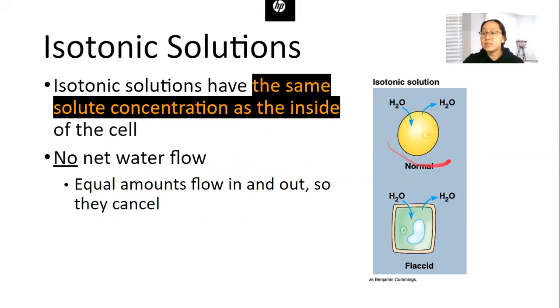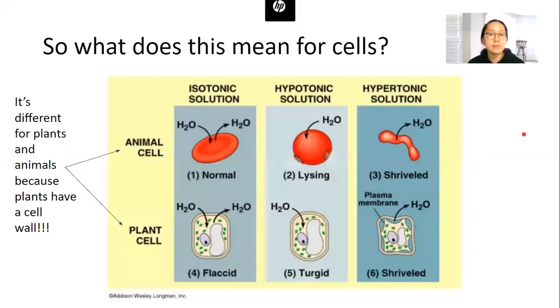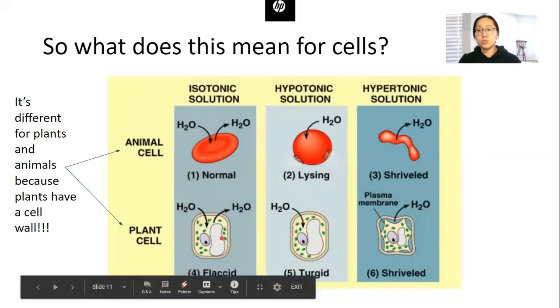Okay. So the cells can maintain their current state and they look normal. They don't change shape, they don't shrivel, they don't swell, and that's just their normal state. So what does it mean for cells? Like I've been saying, it's different for plants and animals because plant cells have a cell wall. So in an isotonic solution, the cells will stay normal in an animal cell, and in a plant cell, they'll be flaccid or just relaxed.